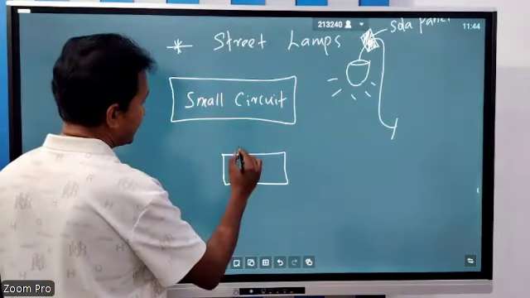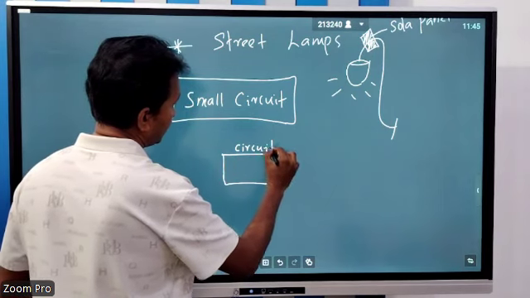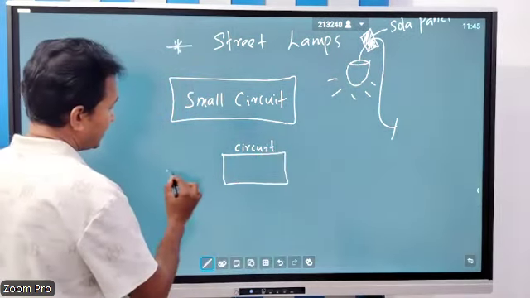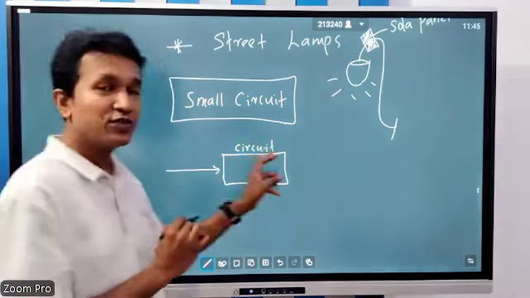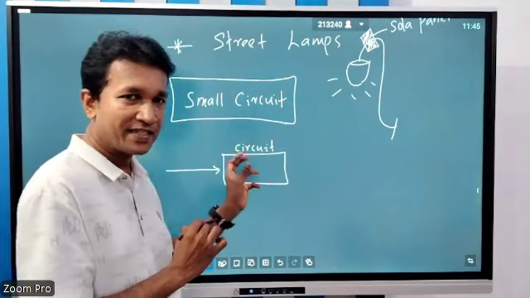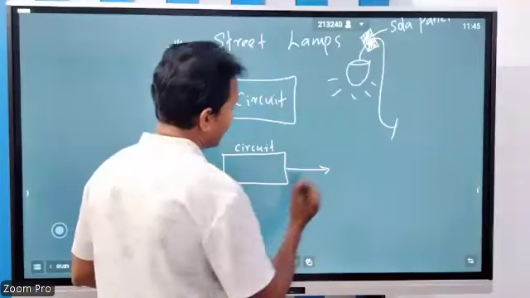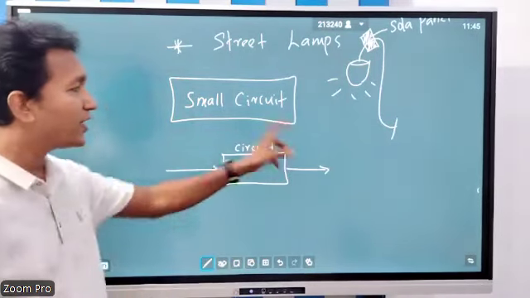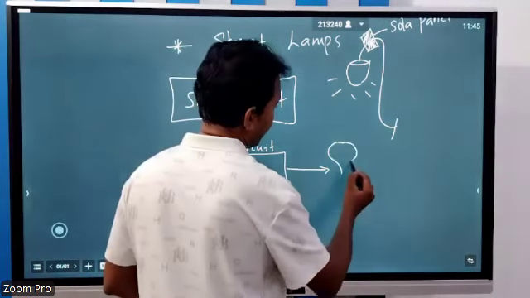Let's say this is the circuit, right? So there will be a signal to the circuit. According to that, the circuit is controlling the bulb, or controlling the light.